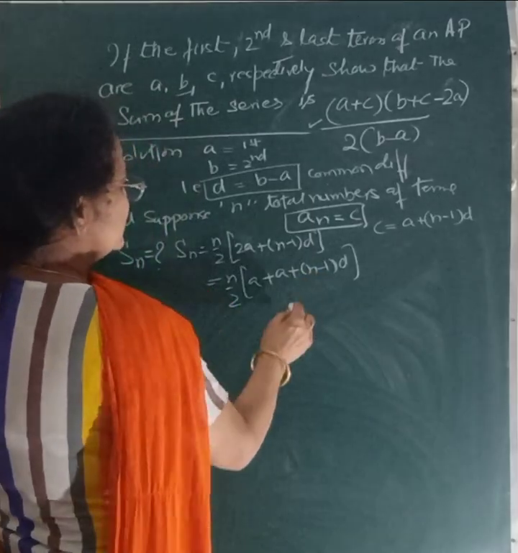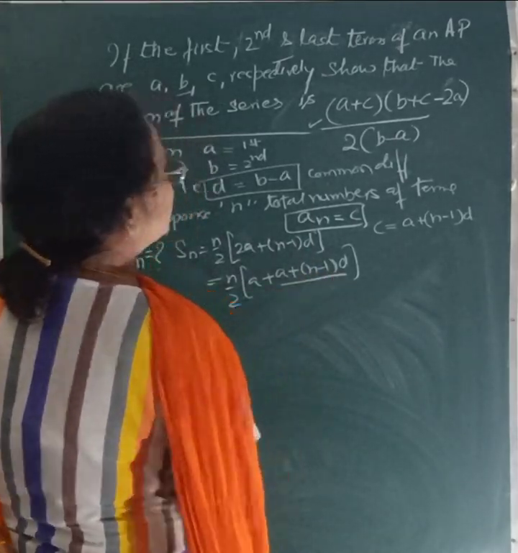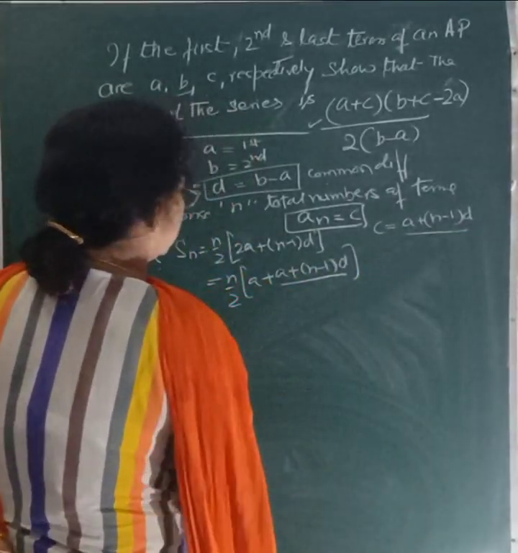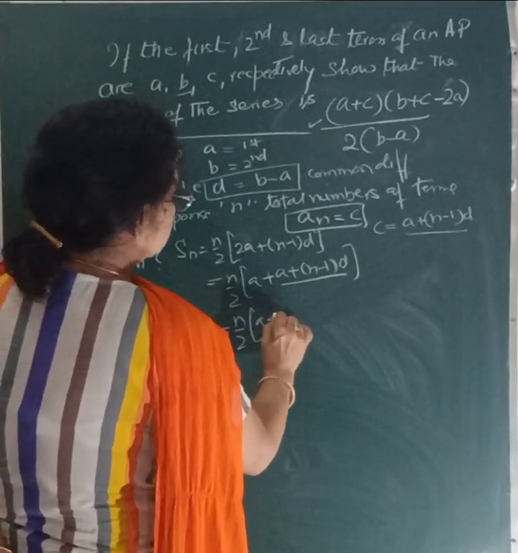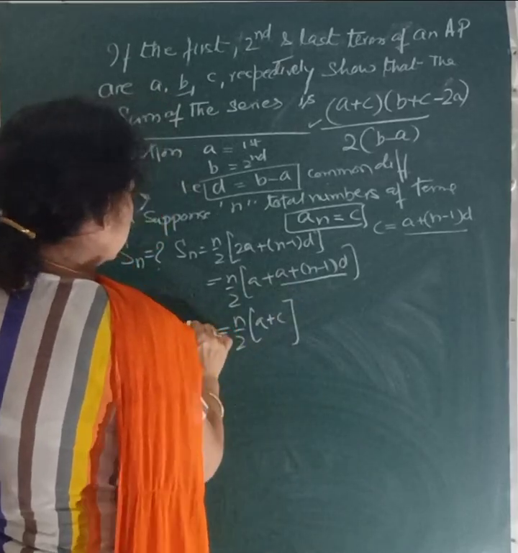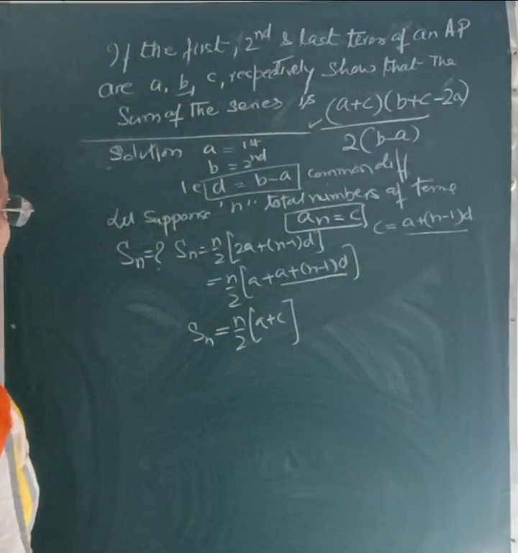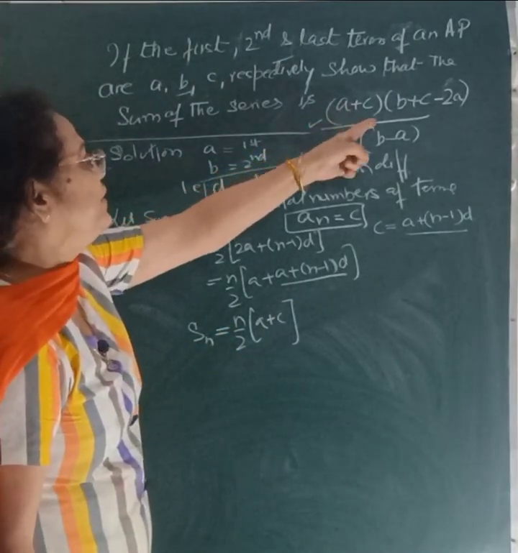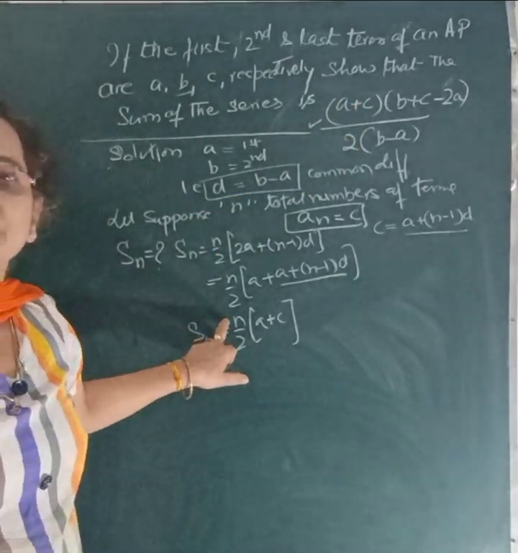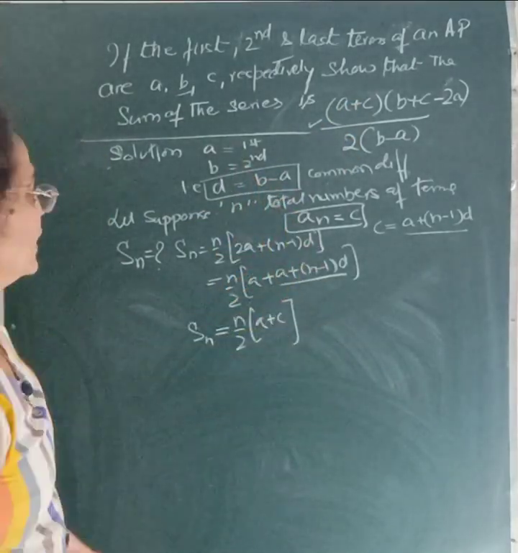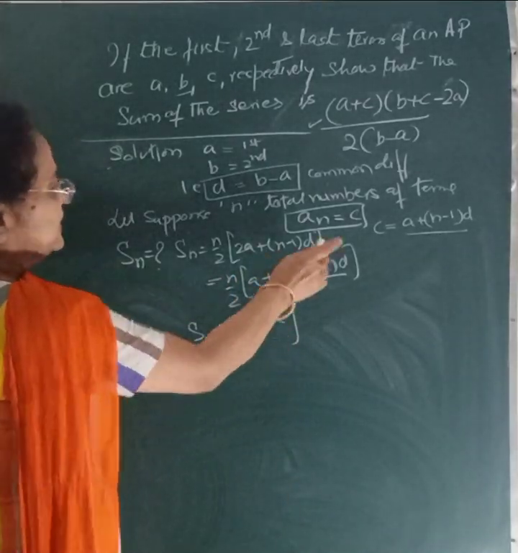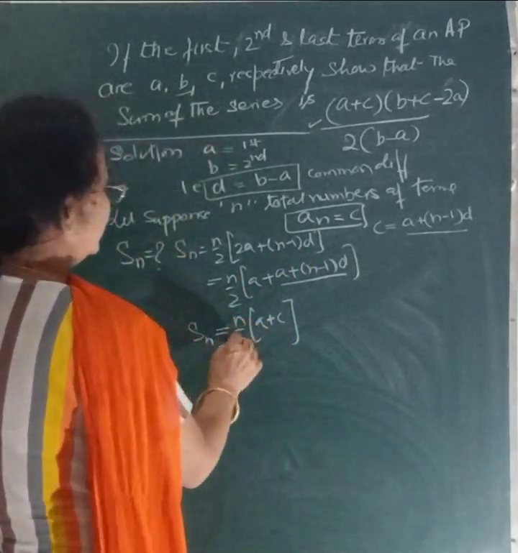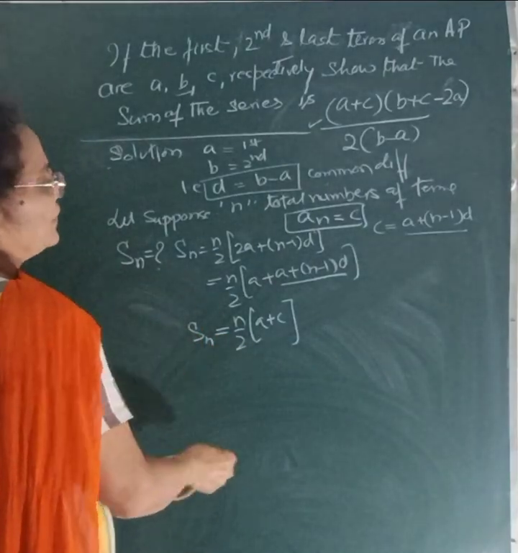Or we can say this is nothing but c. It means this is n by 2 into (a plus c). This will be the S_n. Now our answer should be only in terms of a, b, c, so n is to be reduced. In place of n we have to write a, b, c. c is here, so only n is to be replaced.